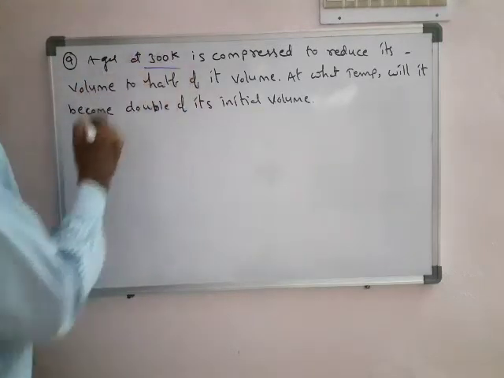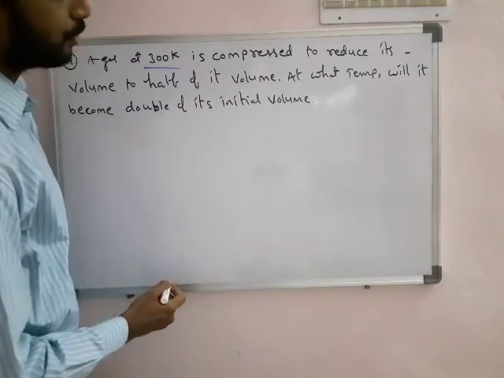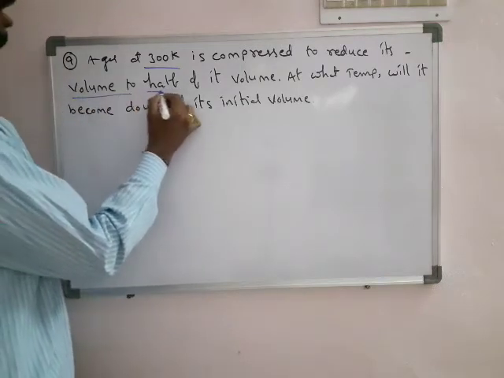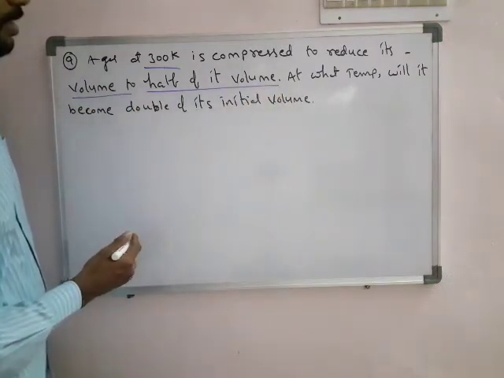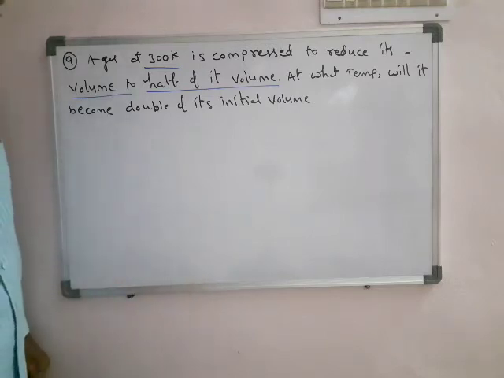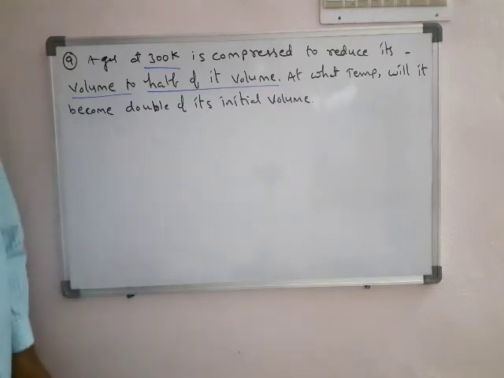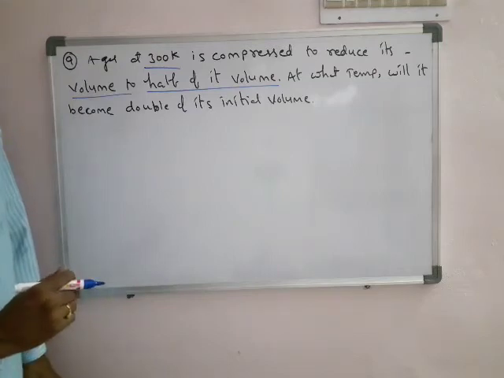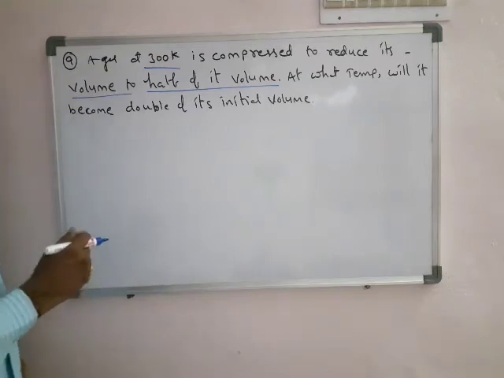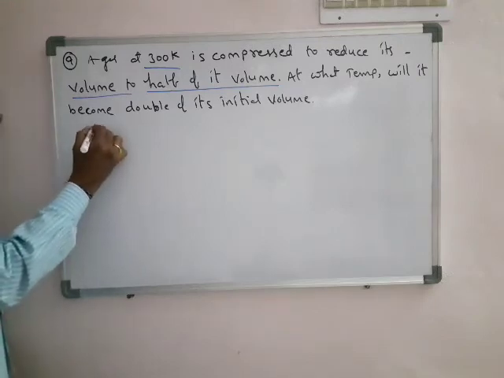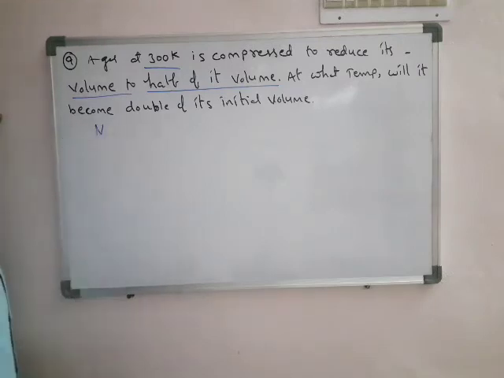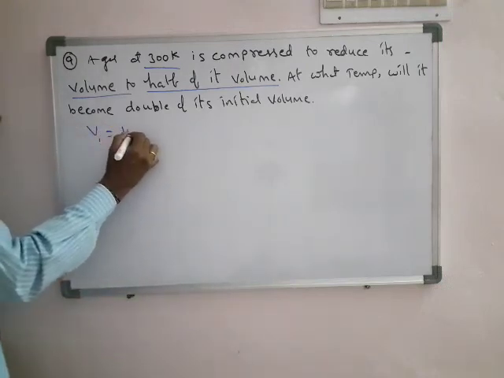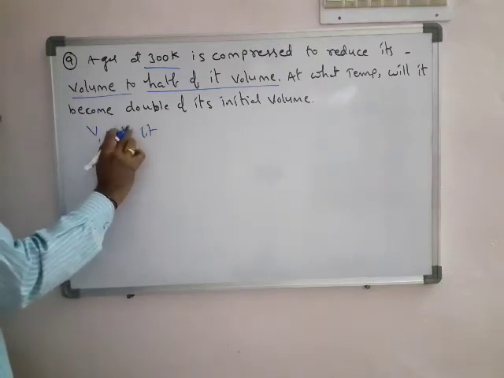A gas present at 300 Kelvin is compressed to reduce its volume to half of its volume. At what temperature will it become double of its initial value? The initial value is not given, so we take the initial volume V1 equal to V liters.